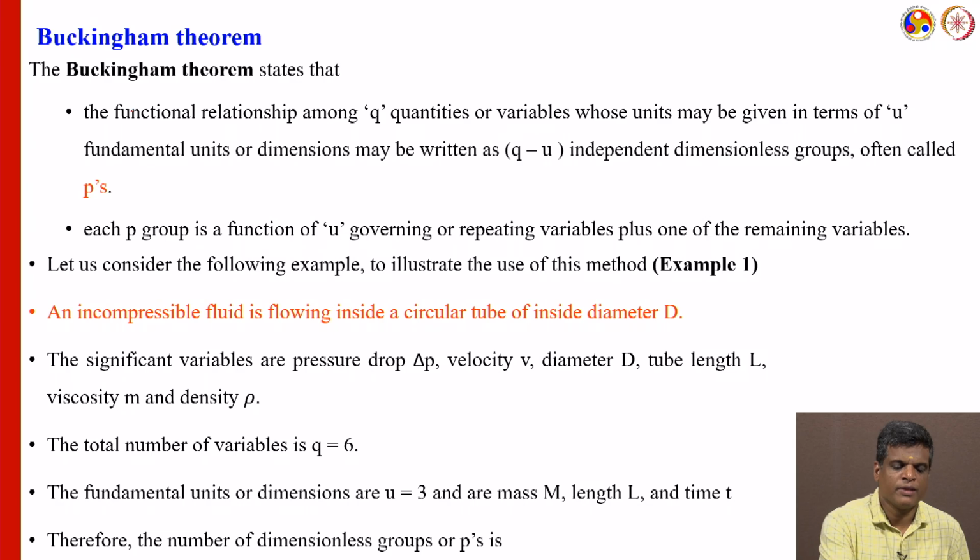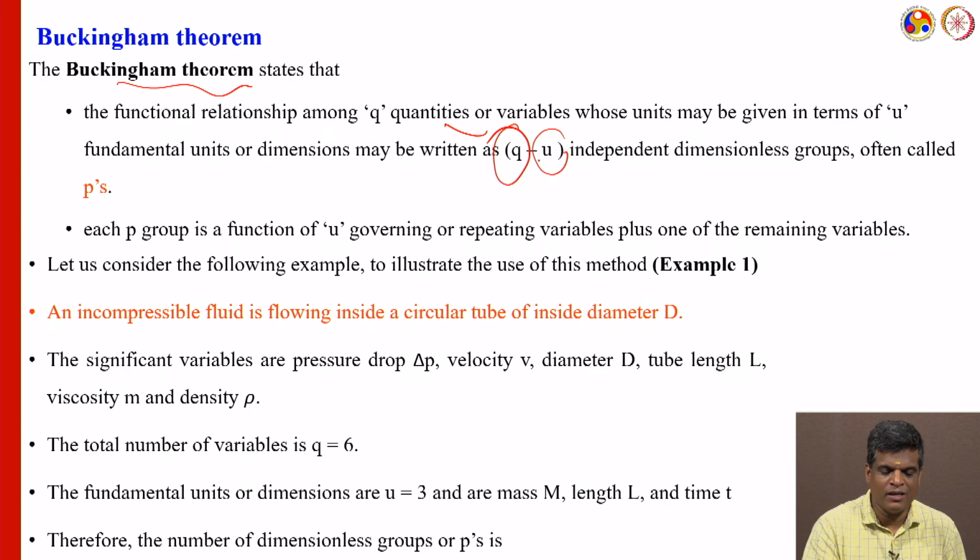We discuss how to write the fundamental quantities using the famous Buckingham theorem. There is q minus u. Q is the total number of quantities or variables, and u is the number of fundamental units. So, q minus u gives us that many dimensionless numbers.